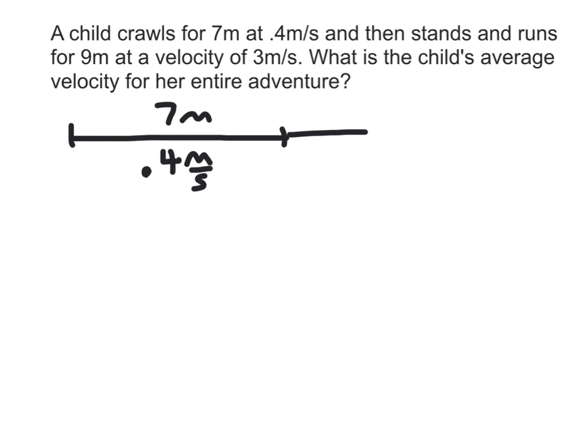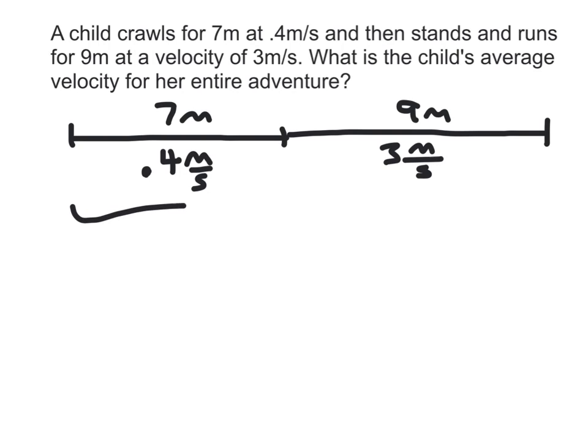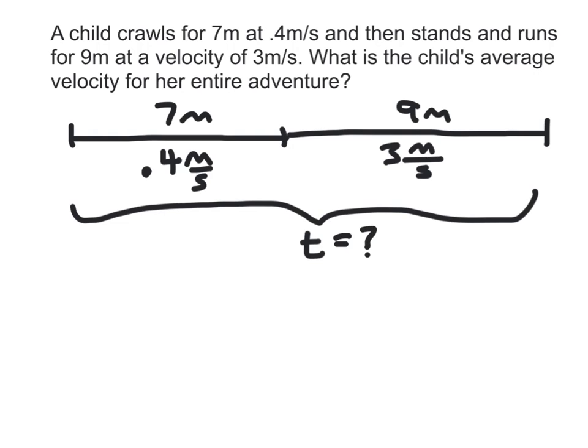Her crawling portion is 7 meters. Now let's look at her running portion. It's 9 meters, and she runs at 3 meters per second. This is an easy problem if you just remember that for a velocity average, you want the entire time of the trip, which we do not know. And we also must know the entire distance, which we do know. It's simply 7 meters plus 9 meters for a total of 16 meters.